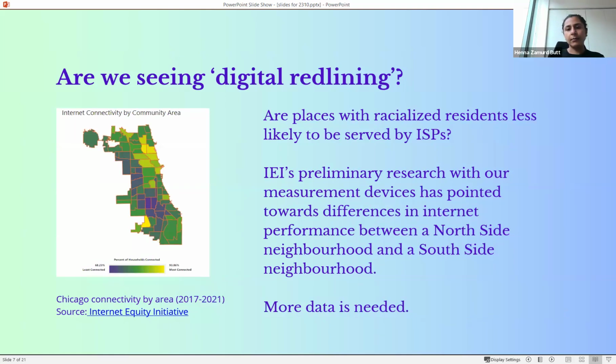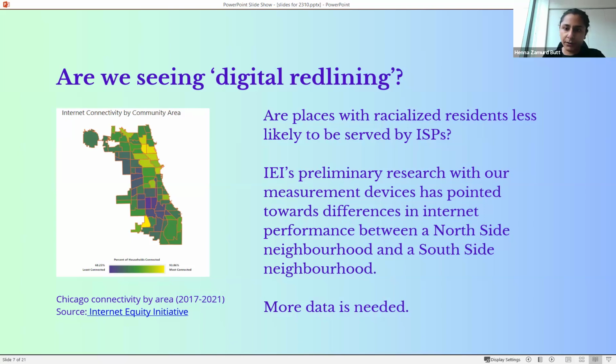So one of the things my research group, and I will introduce them shortly, it's called the Internet Equity Initiative, has been looking at is this idea of digital redlining, which has been present in the literature, particularly here in the US for some time. The idea is that where in the past we've seen financial institutions excluding places in cities, is it now the case that internet service providers are following those patterns and not serving neighborhoods that were previously redlined and are now enacting their own kind of digital redlining?